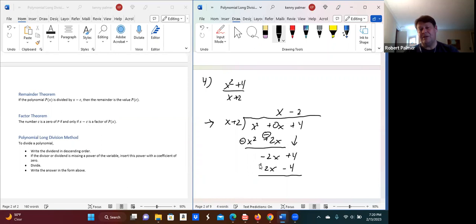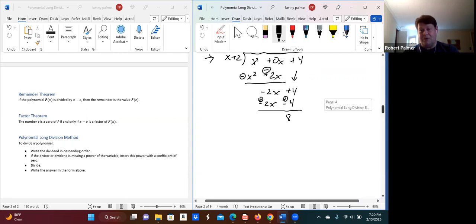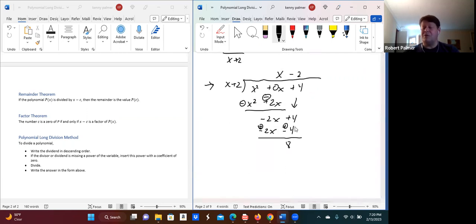It changes my signs. This becomes plus. This also becomes plus. These cancel. And now these, plus 4 and plus 4 is 8. And once again, I'm done with the division because there's nothing else to bring down. Also, there's nothing I can multiply x by to get just 8, okay?